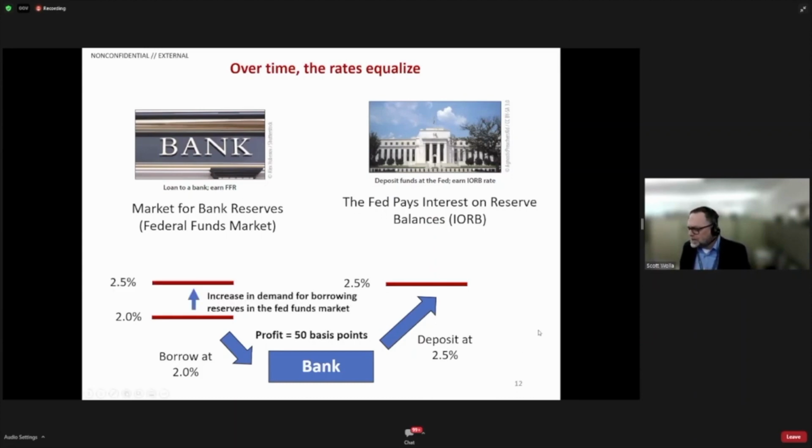Of course, this one bank in the picture wouldn't be the only bank to realize this. So a number of banks would jump into this market, borrow at the federal funds rate, deposit those funds at the Fed to earn the interest on reserve balances rate, and that increase in demand would push the federal funds rate up to 2.5%. Okay, so in other words, arbitrage will ensure that any gap between these two rates is minimized. Let's think about it from the other way.